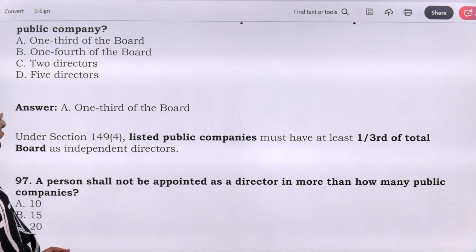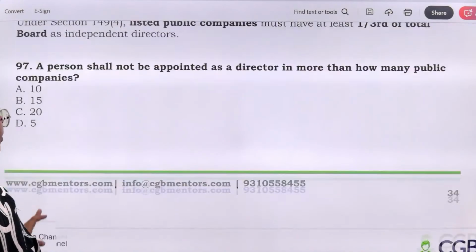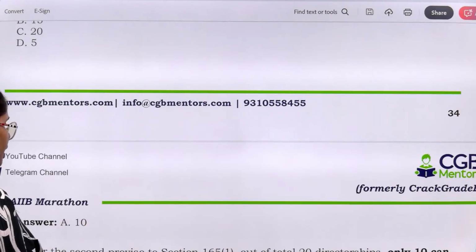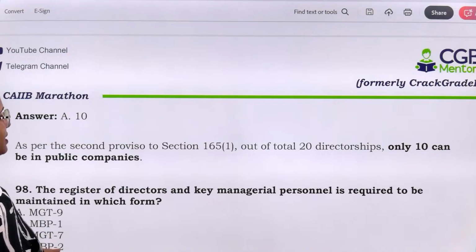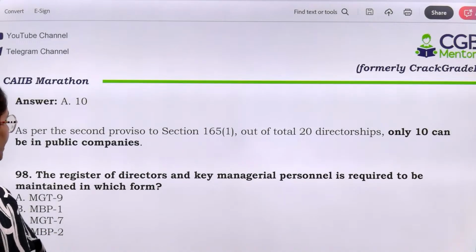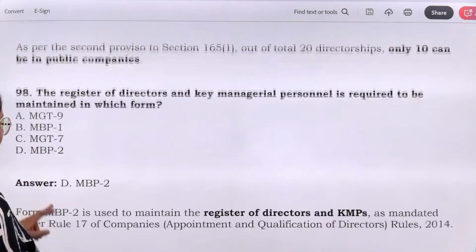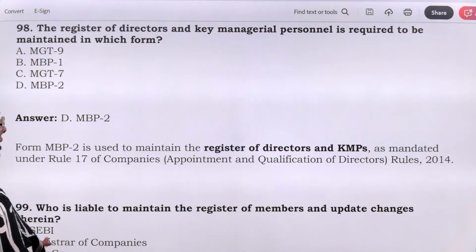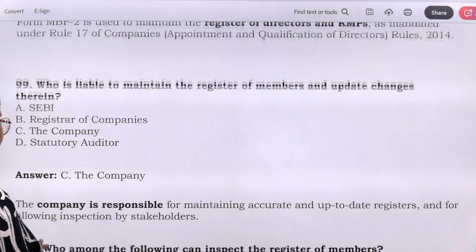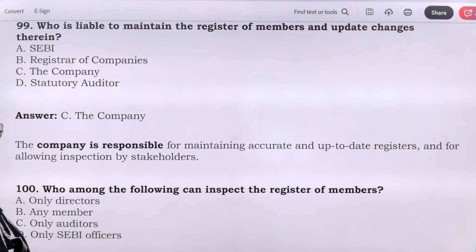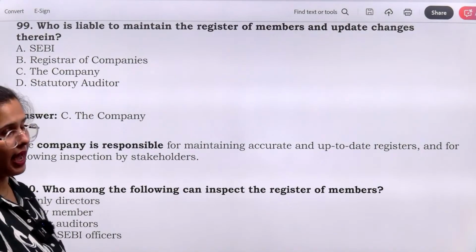A person shall not be appointed as director in more than how many public companies? So, you cannot be appointed as a director, only 10 can be in the public company out of the total 20. Now, the register of directors and key managerial personnel is required in the form MBP2. It is maintained in the form of MBP2. Who is liable to maintain the register of members and update changes therein? So, obviously the company is liable. And who among the following can inspect the register of members? So, any member can do it.